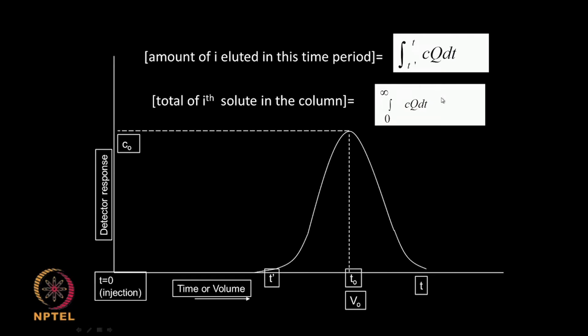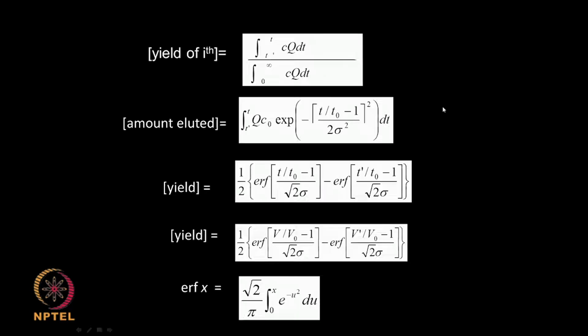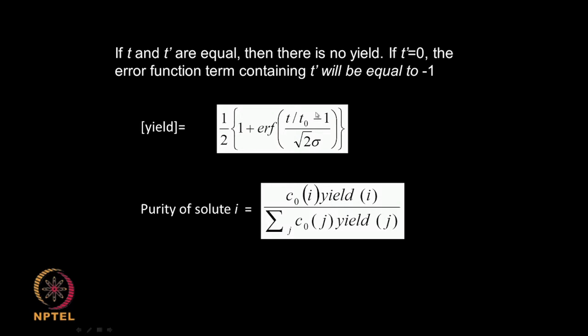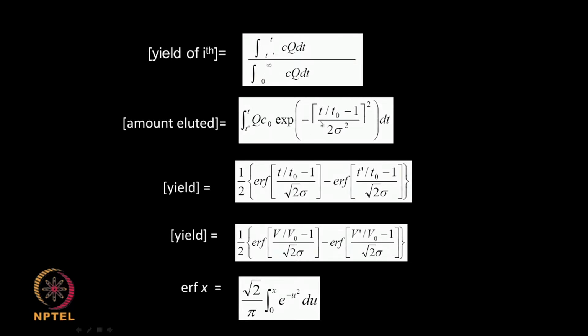If I am collecting the sample between t dash and t, I am ignoring whatever is coming out before t dash and I am ignoring whatever is coming after t. So, some material will be lost. The yield will be this divided by the bottom equation. And then the amount eluted out will be given by this, because C is given by this relationship as I showed before. So, we can substitute that in and you come up with a new function that is called ERF. ERF is called error function. I will define that in more detail later on.